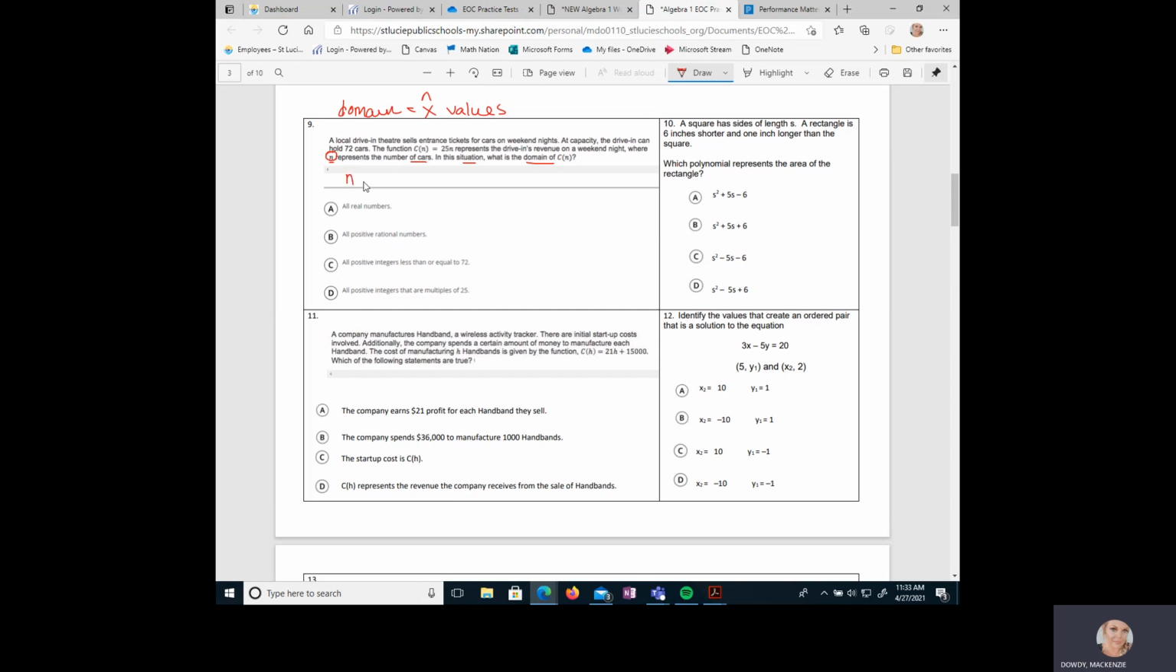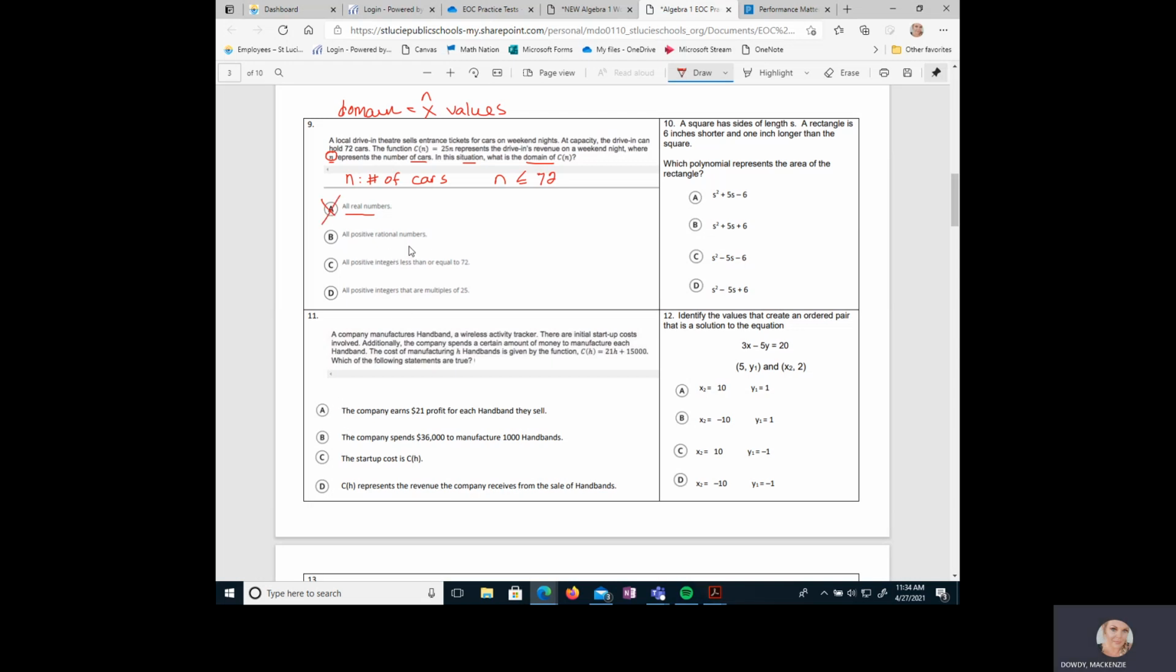They say n represents the number of cars. Tells you it can hold up to or equal to 72. So n is going to have to be less than or equal to 72. So now let's go back and see, it's asking us what is our domain. Can our domain be all real numbers? Well, all real numbers includes the number a million. Can that drive-in hold a million cars? No, it cannot. So eliminate A.